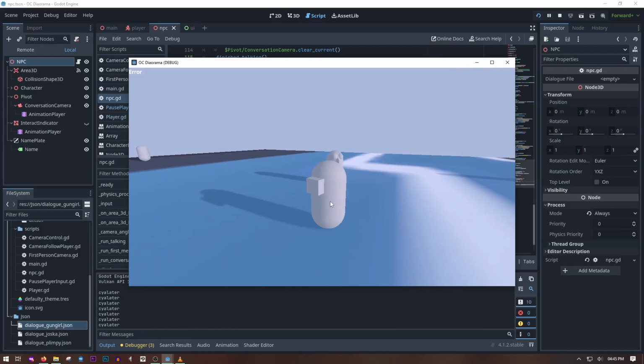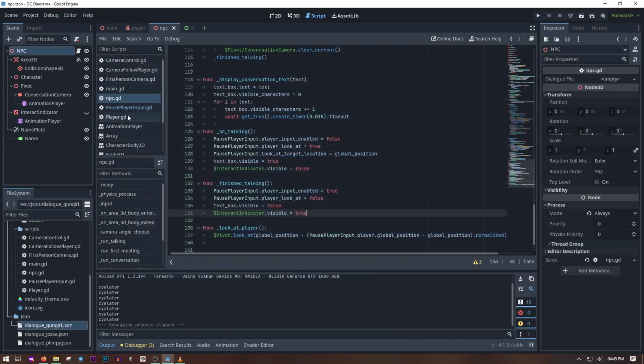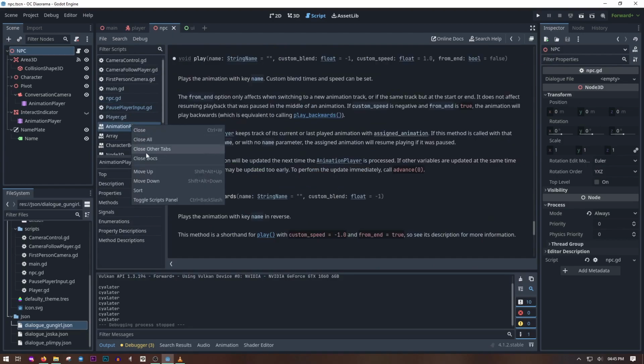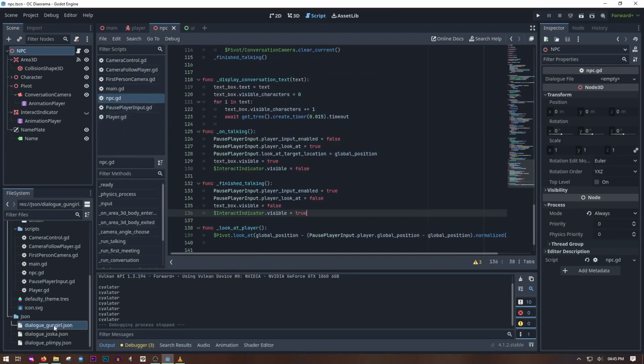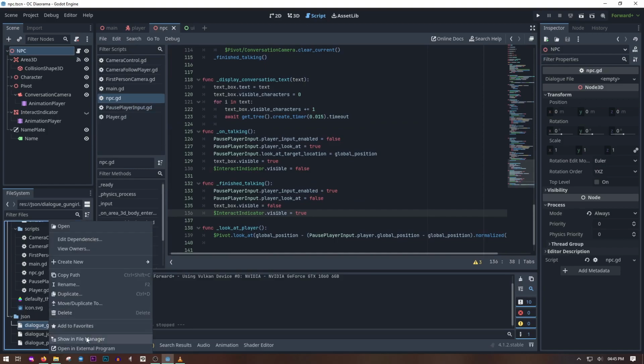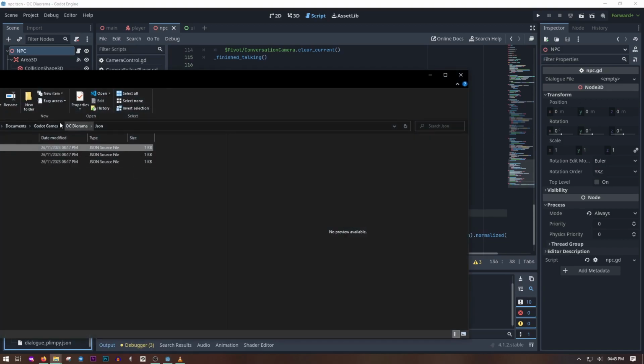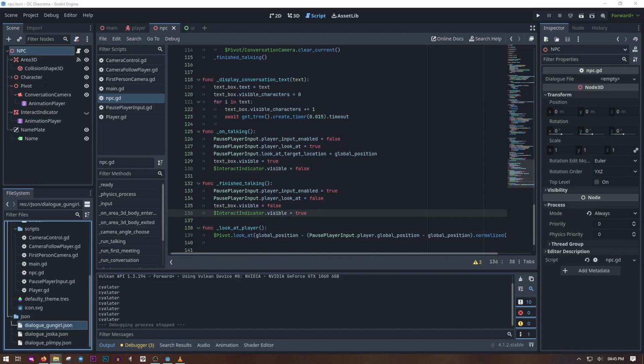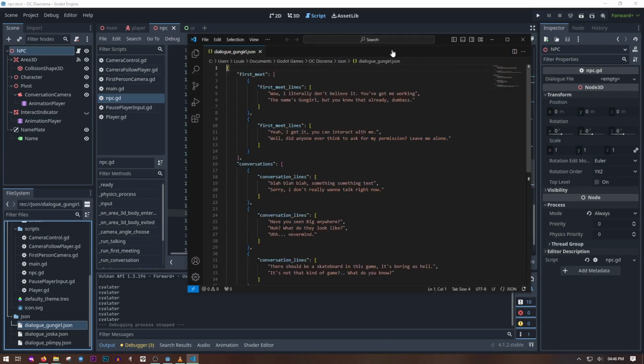So that's how everything works. I think that's all the code and all of the things. I guess I can show you the JSON file. So if I open in File Manager, open that. Okay, here we go.